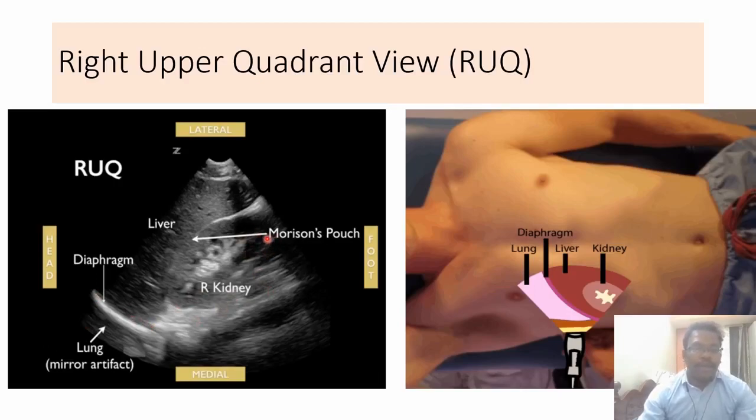In the right upper quadrant view, the fluid gets collected most commonly in Morrison's pouch, that is the space between the liver and the right kidney. Apart from Morrison's pouch, we can also see fluid collection just below the diaphragm in the suprahepatic space, or around the caudal lobe of the liver.